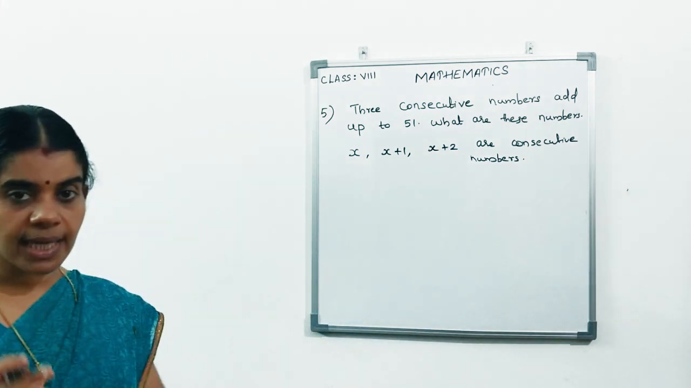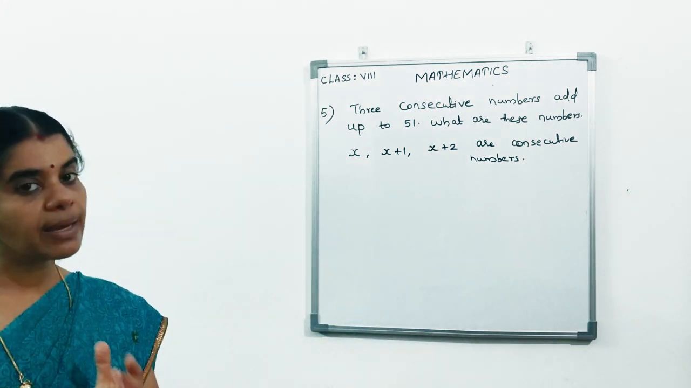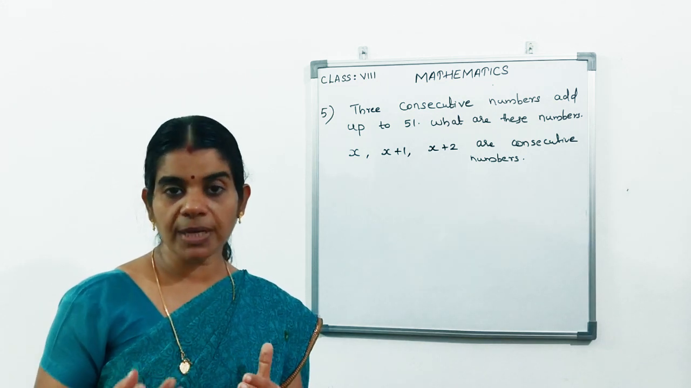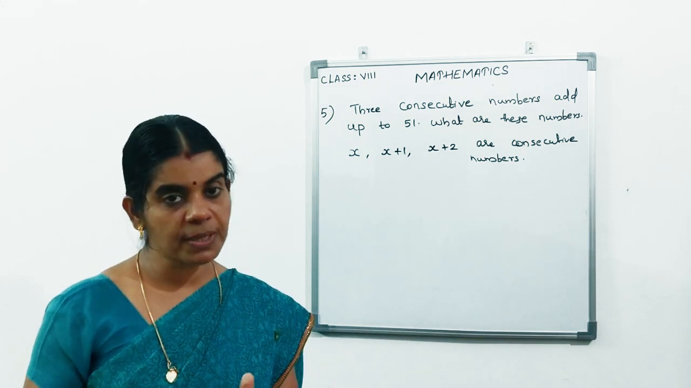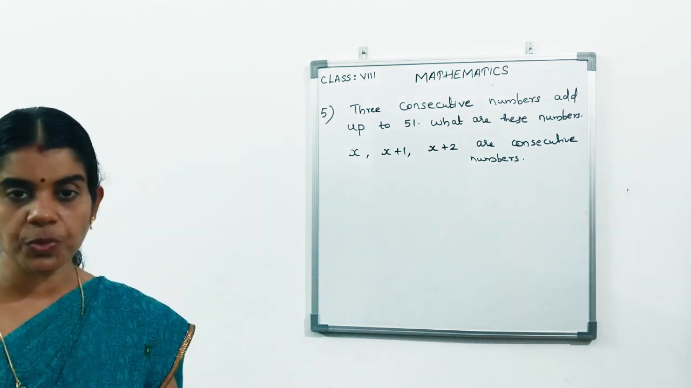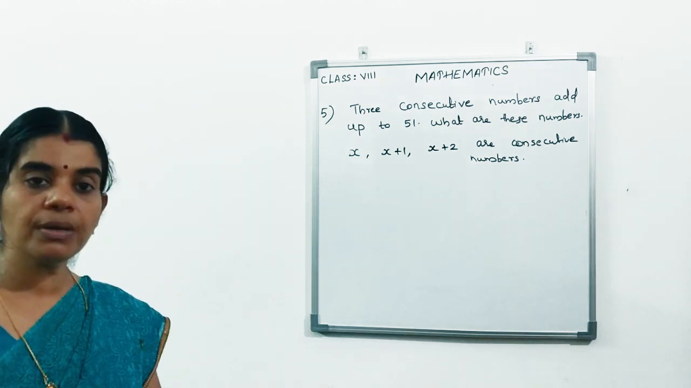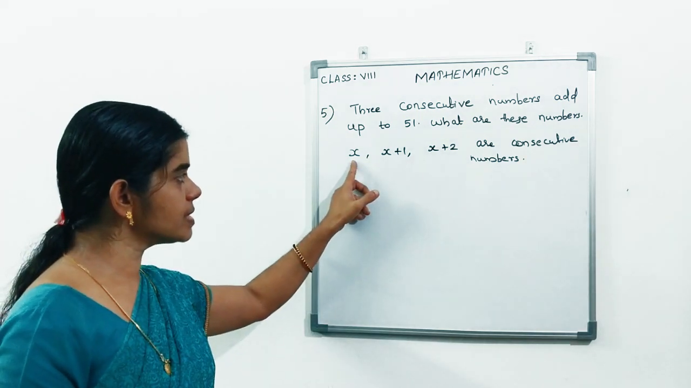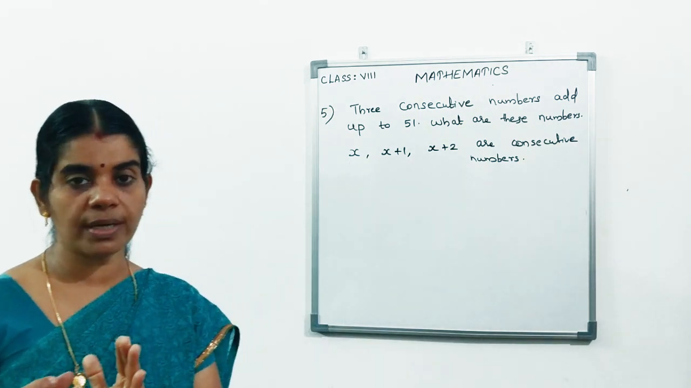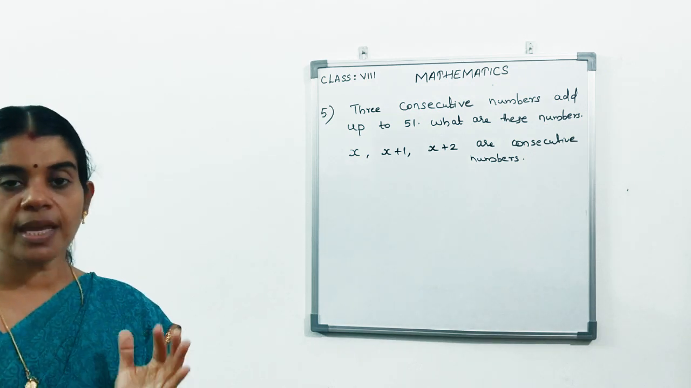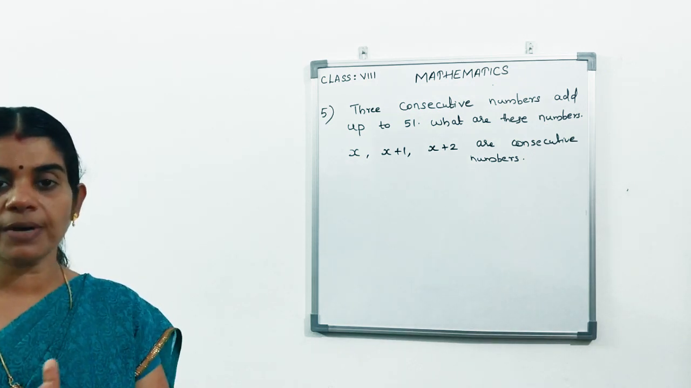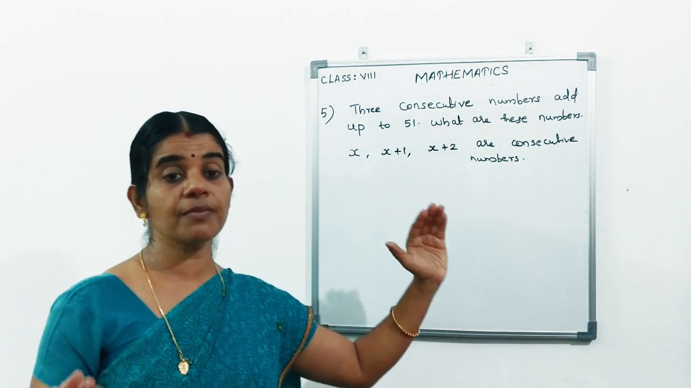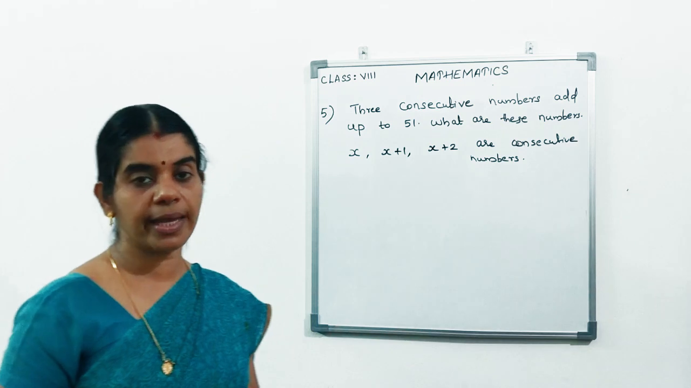Multiples means which table's multiples they are saying. For example, for consecutive multiples of 11, we will use x, x plus 11, and the next multiple will be x plus 22 like that. Here we are saying consecutive numbers or integers: if the first number is x, next we take plus 1. Consecutive numbers mean nearest numbers. 3, 4, 5 are 3 consecutive numbers. Therefore, if the first one is x, the next number will be x plus 1, and the next will be x plus 2.